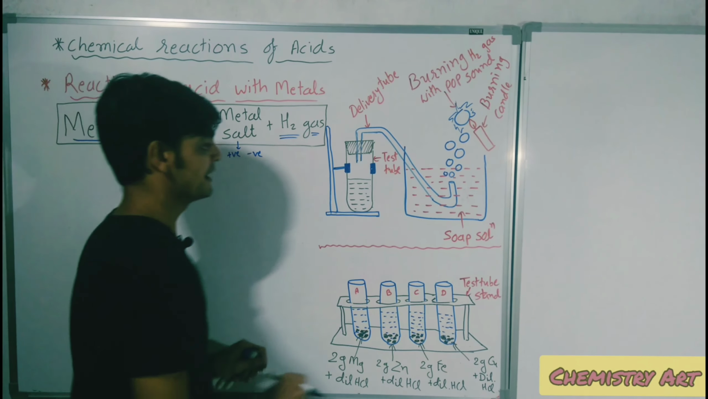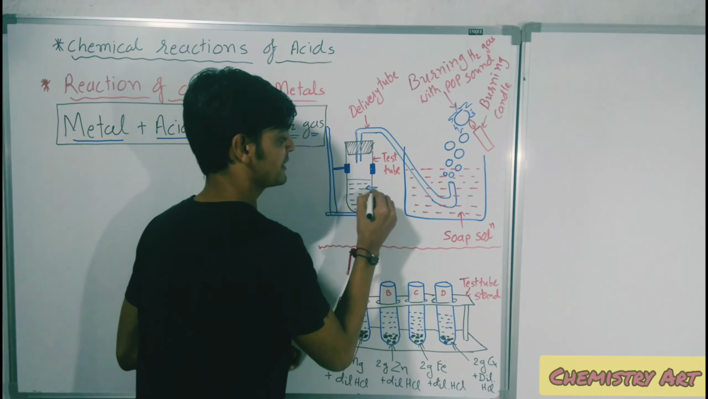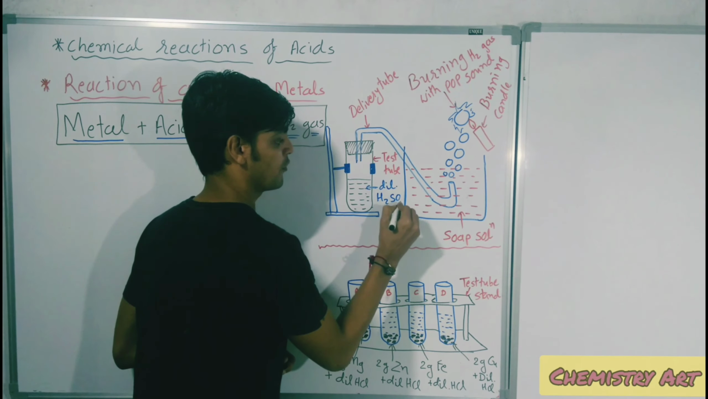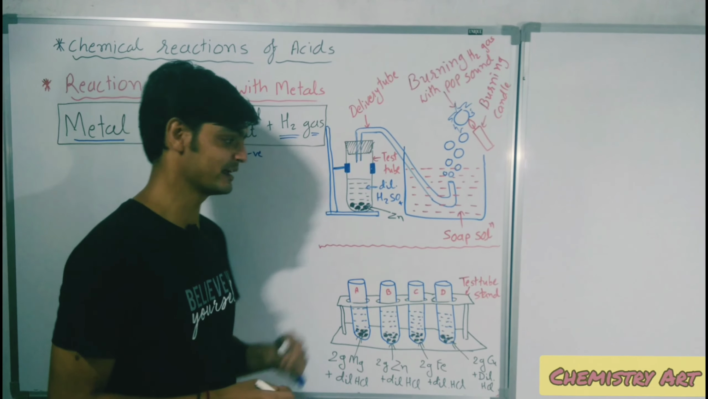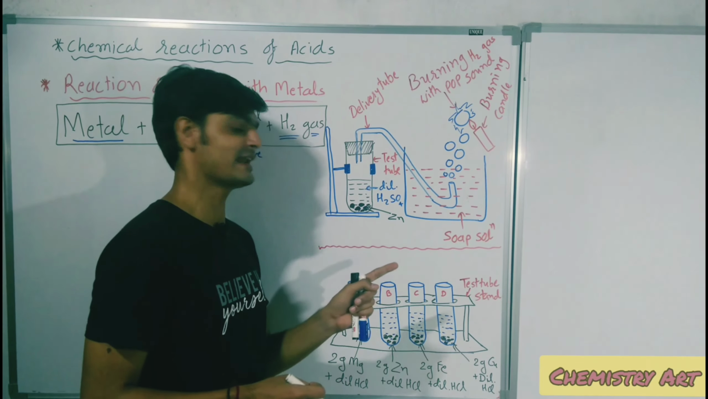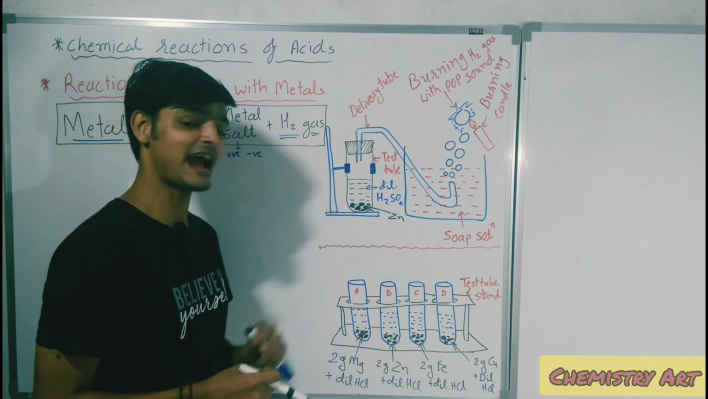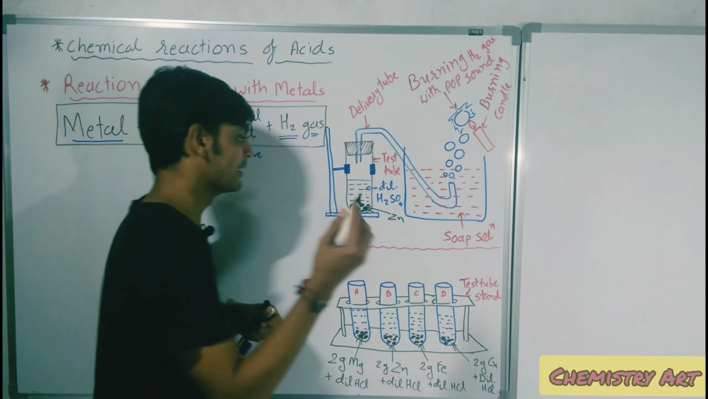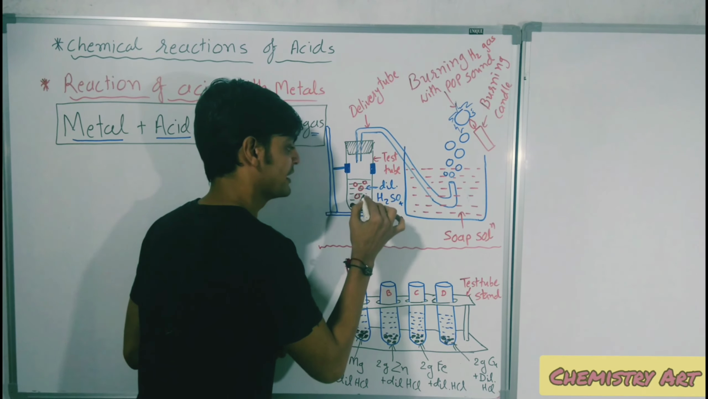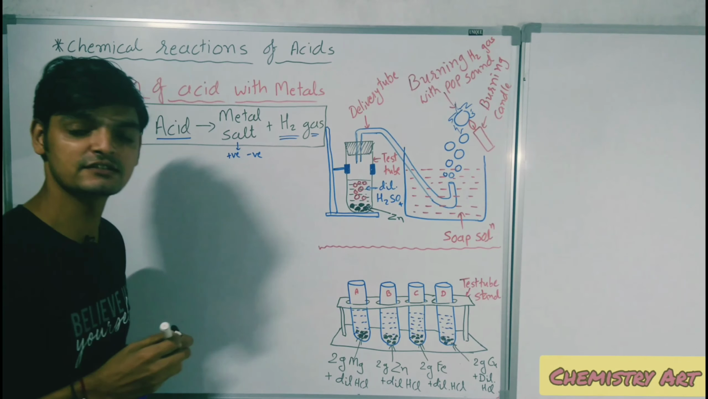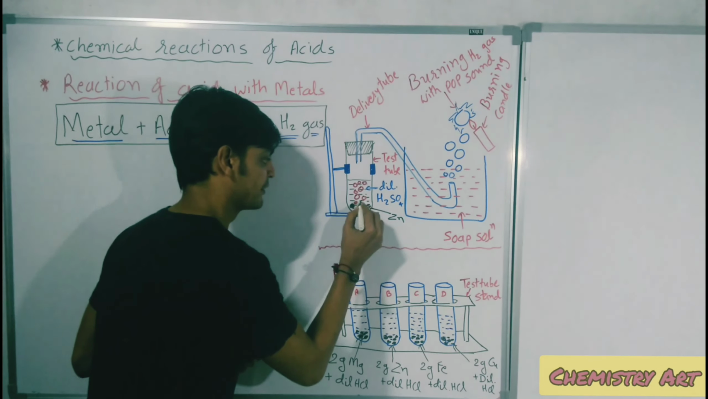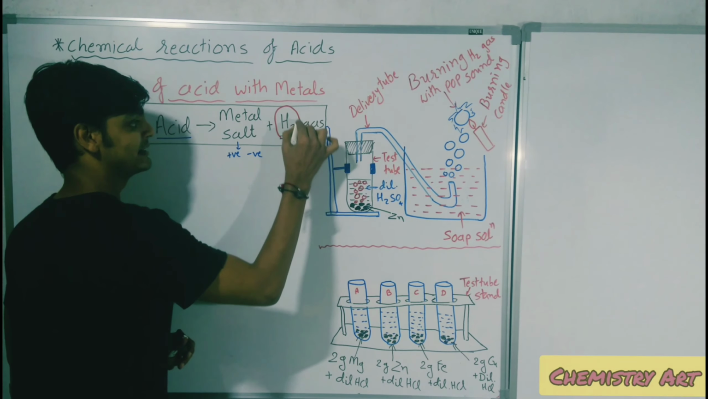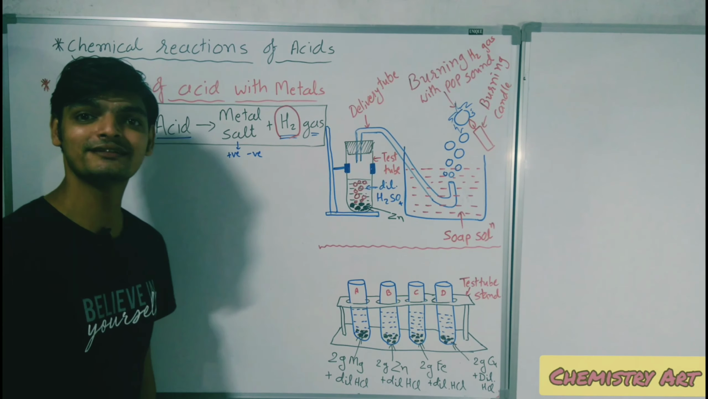For example, we have taken diluted sulfuric acid here. I am writing DIL, diluted H2SO4, diluted sulfuric acid. Okay, the acid we are taking will react with zinc. It is diluted sulfuric acid, but still it is an acid, so it will react and a gas will form. You can see the bubbles coming from the metal surface. Which gas is it? We have already written that it is nothing but hydrogen gas.